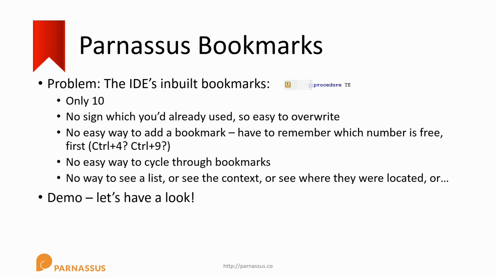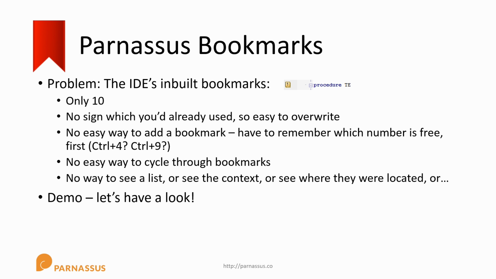Delphi has bookmark functionality built in, but it's not particularly polished. One of the most obvious issues is that there's only 10 possible markers. Now you might not want 1,000, but more than 10 could be useful. But one of the biggest problems is that there's no sign which of those markers you've already used, which you've already set. So it's very easy to accidentally overwrite one when you want to create a new bookmark. You have to remember which number is free. Is bookmark 4 free? Is bookmark 8 free? And then set that and hope that you didn't overwrite something that you actually wanted.